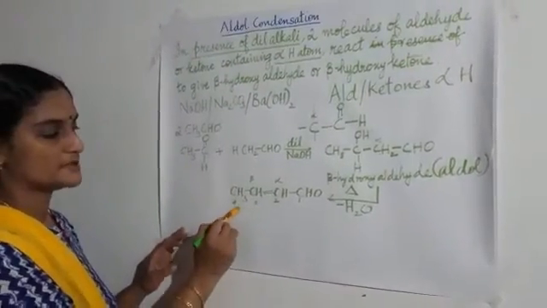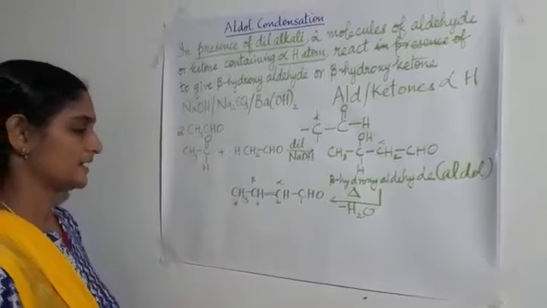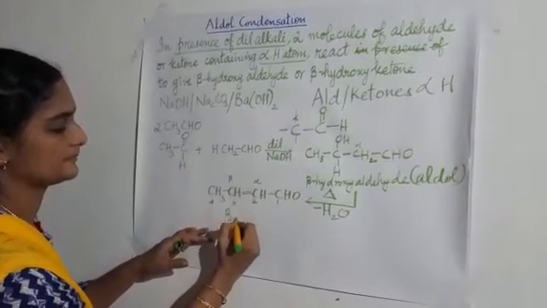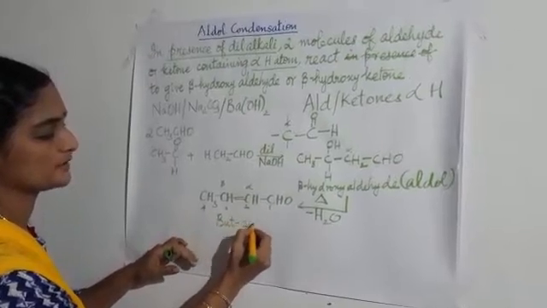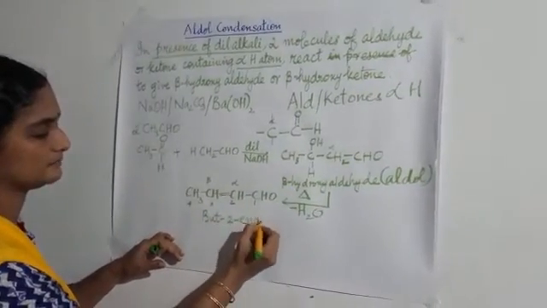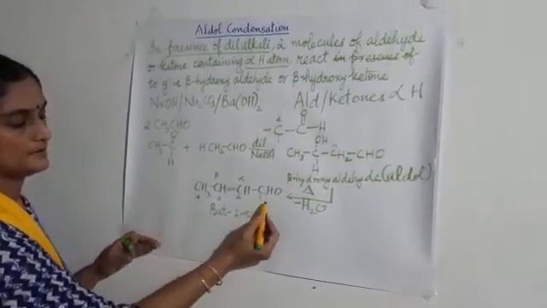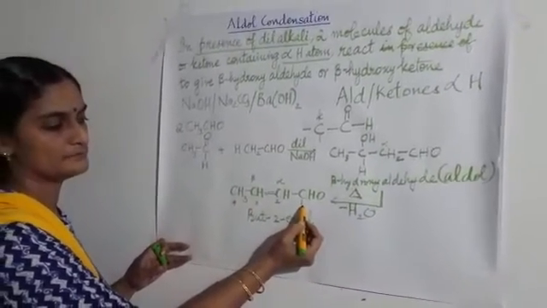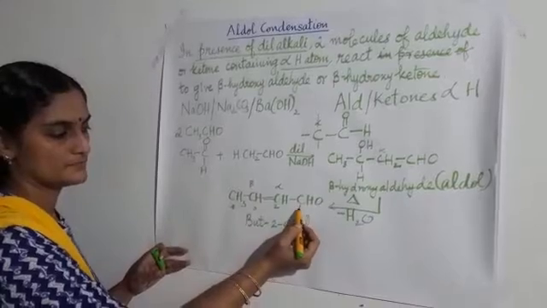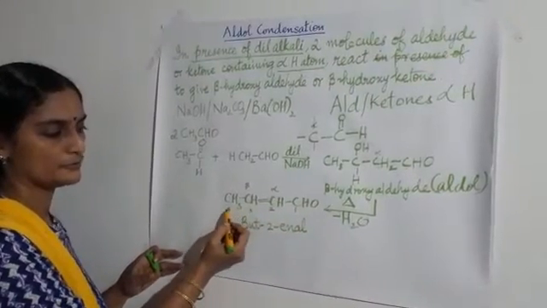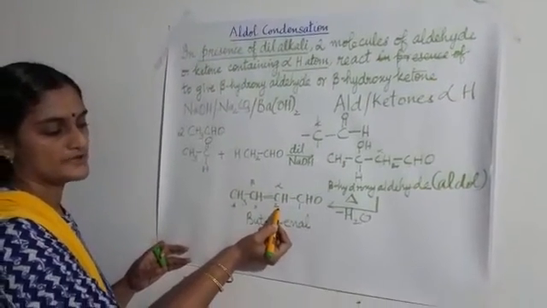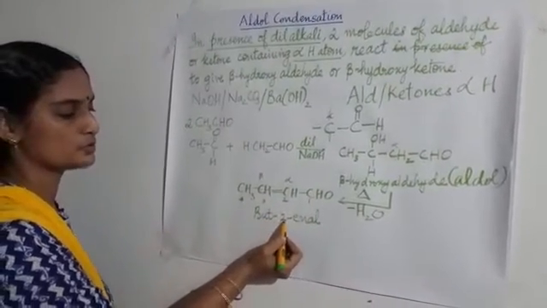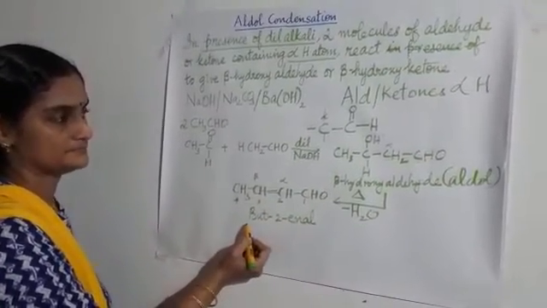This alpha beta unsaturated aldehyde is called but-2-en-al. Now when we name this aldehyde, we will start numbering from the carbonyl carbon. So 1, 2, 3, 4. So double bond is between 2 and 3. So it is but-2-en-al.